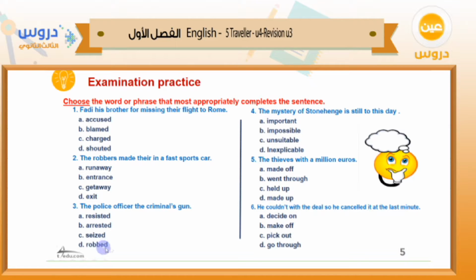The third sentence, the police officer the criminal's gun. Arrested, resist, seized, or robbed. And the fourth sentence, the mystery of Stonehenge is still to this day. Important, impossible, unsuitable, inexplicable. And the fifth, the thieves with 1,000,000 euros. Made off, went through, held up, made up. And the final sentence, he couldn't with the deal, so he cancelled it at the last minute. Decide on, make off, pick out, go through. Your job is just to choose the most appropriate word for each sentence.